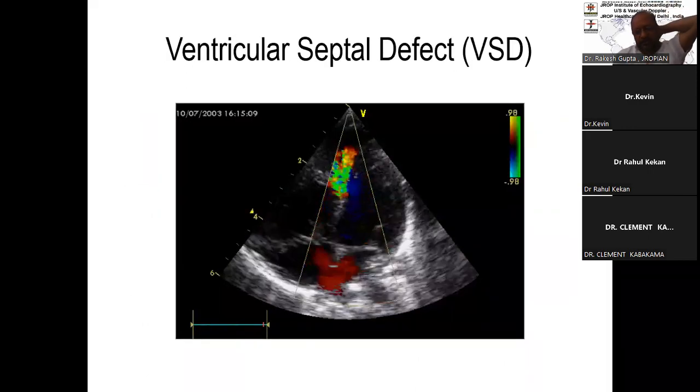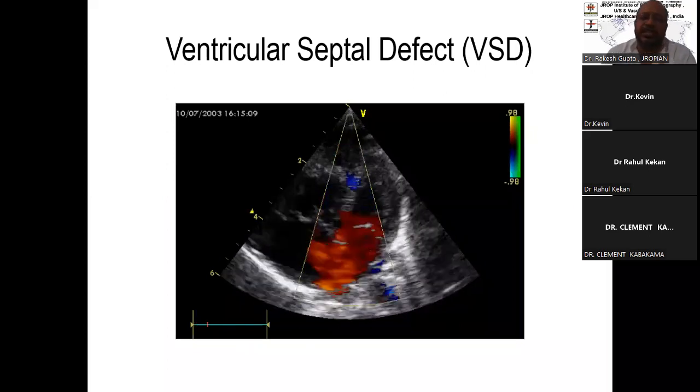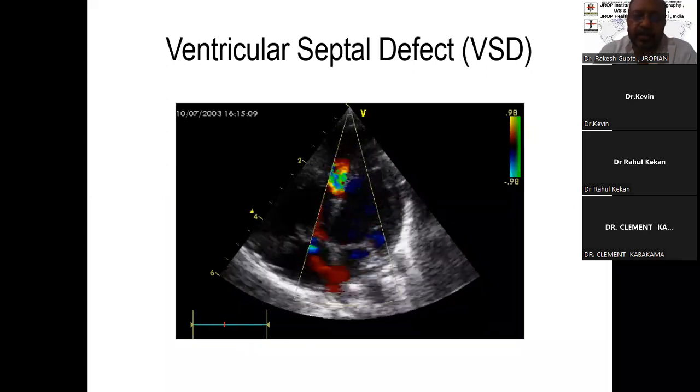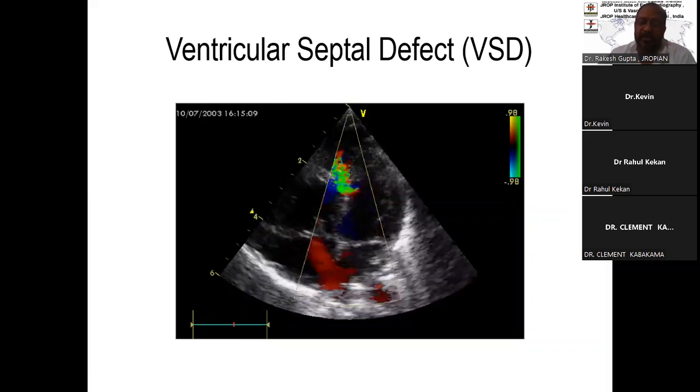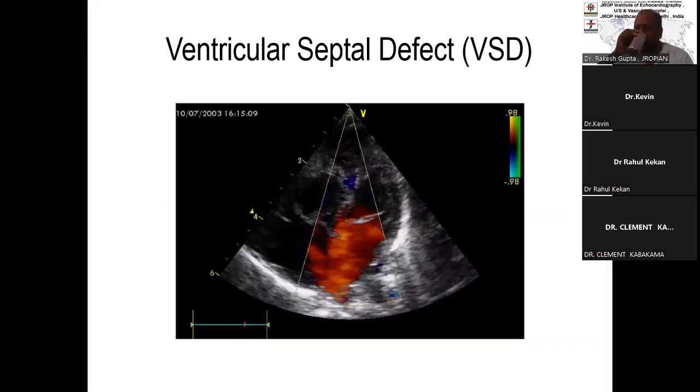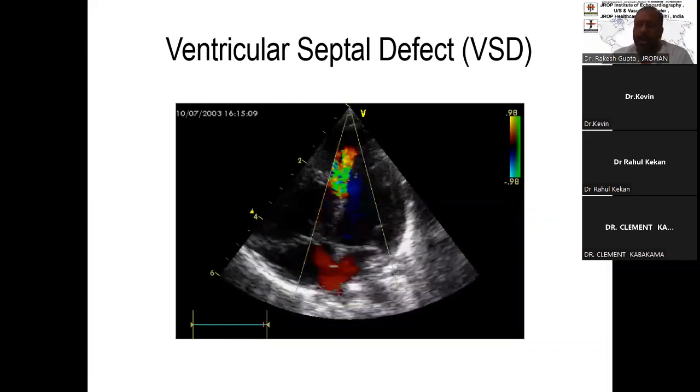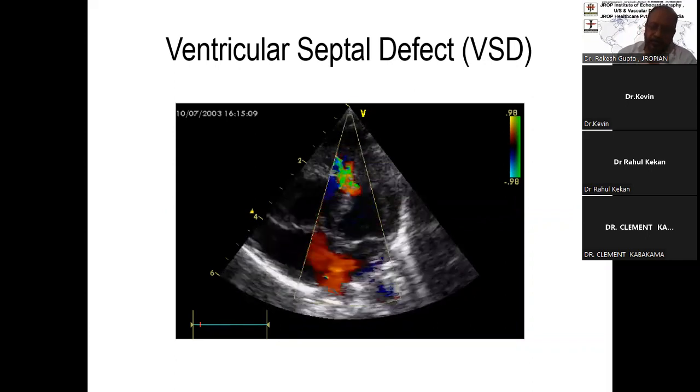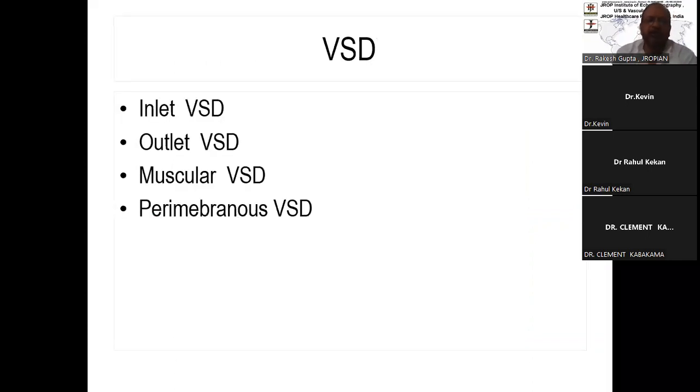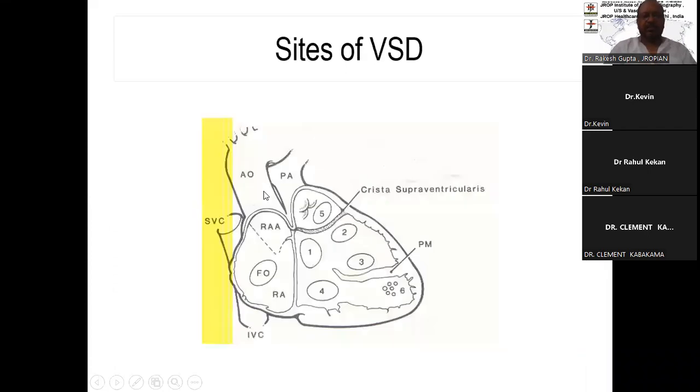Now let's look at the change from ASD to VSD. VSD is a little more difficult than ASD. How's that? I'll show you. We have a classification of VSD in the name of inlet VSD, outlet VSD, muscular VSD, and a perimembranous VSD. And the most common is the perimembranous VSD, which we see in day-to-day practice.